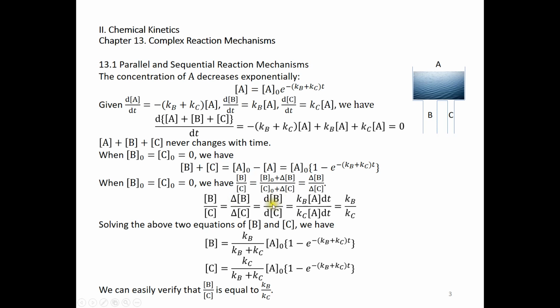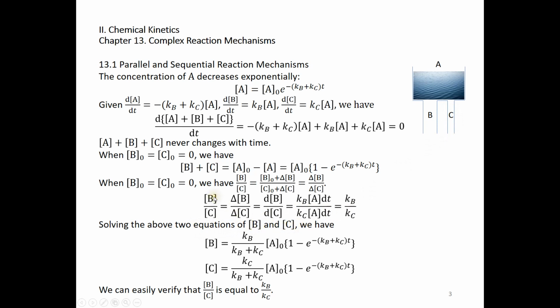we get this. We know dB is kBA dt from this equation. Alright, dB is kBA times dt, and dC is kCA times dt. dt and dt cancel, A and A cancel, so we have kB over kC. So really, the change of B versus the change of C is kB over kC. That does make sense, because kB and kC are the indicators of how fast A is converted to B versus A converted to C. And now we can solve two equations for B and C.